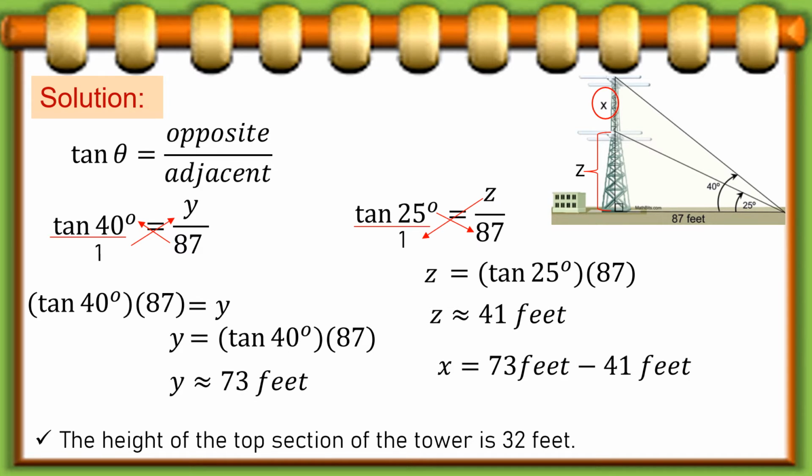Now, we can solve for x. To solve for x, it is equal to 73 minus 41. So x would be equal to 32 feet. So the height of the top section of the tower is 32 feet.